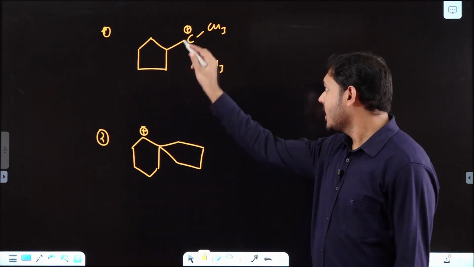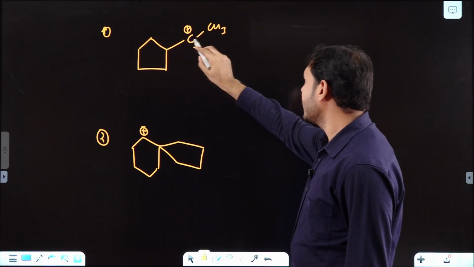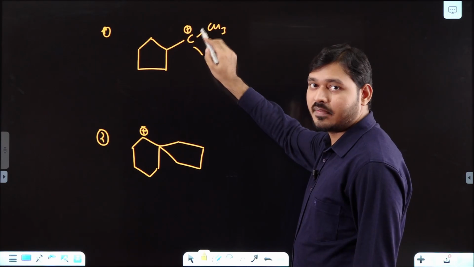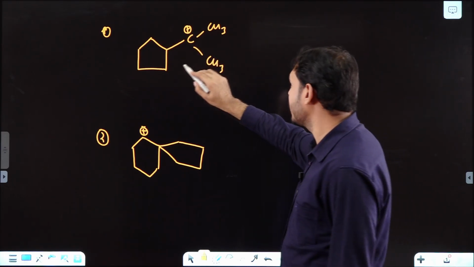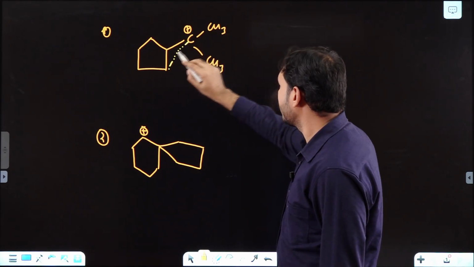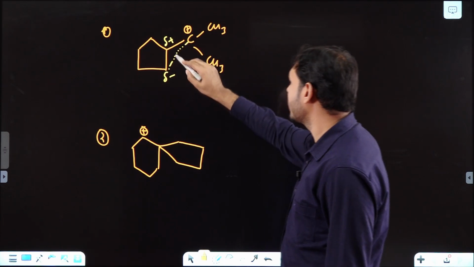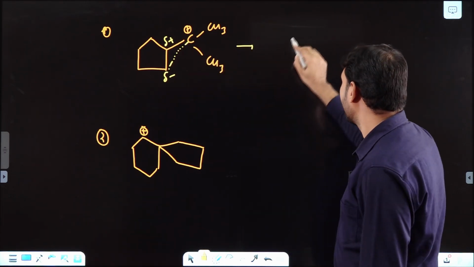Okay, in the first case you can understand this 5-membered ring, and in front of it there is a plus charge. So there is definitely a possibility of ring expansion. Do it. So you will first of all make what? This is delta minus, this is delta plus. So here you will get a 6-membered ring. Draw it.